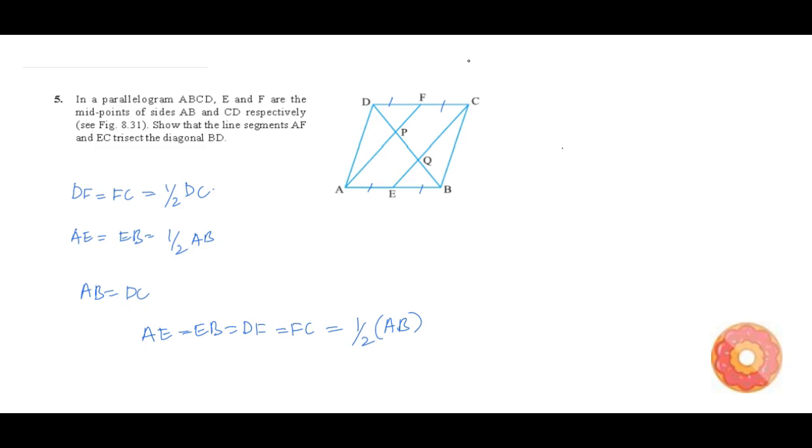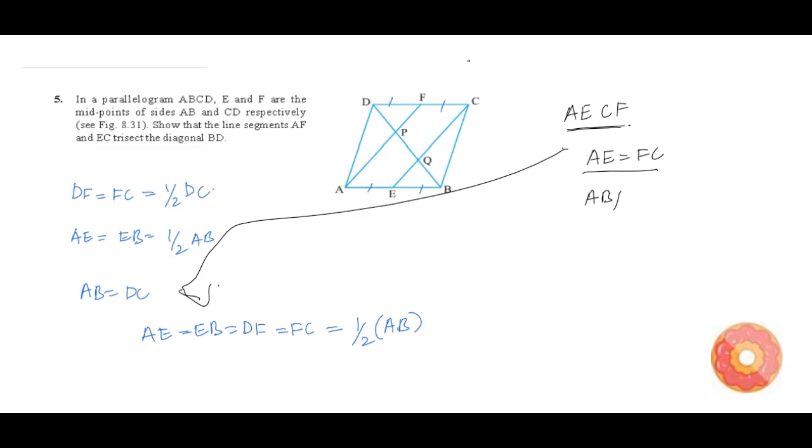Let us consider the quadrilateral AECF. See, in the quadrilateral AECF, AE is equal to FC. We got this from here. And we also know that AB is parallel to CD, which means AE is parallel to FC. In a quadrilateral, if opposite sides are equal and parallel to each other, then the quadrilateral must be a parallelogram. Therefore, AECF is a parallelogram.